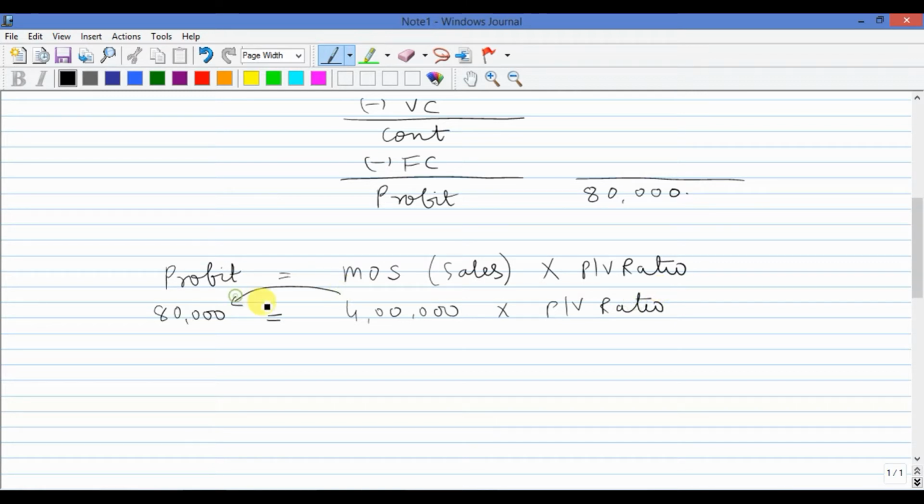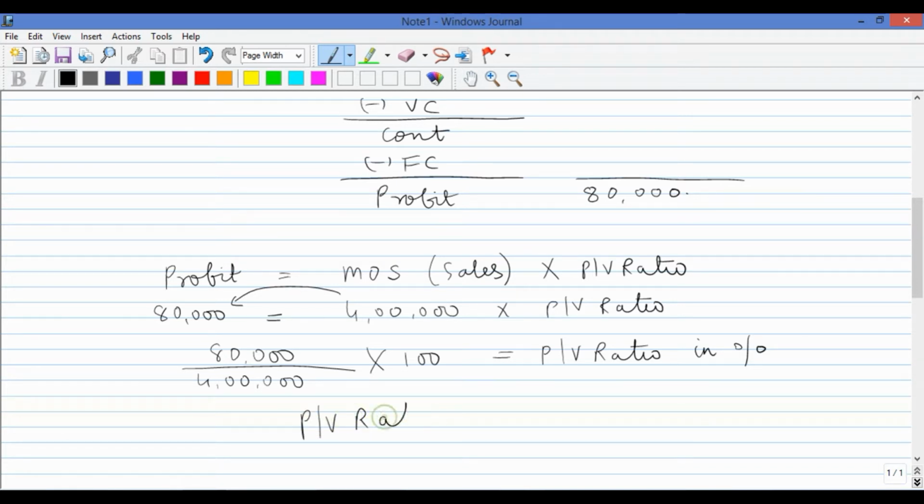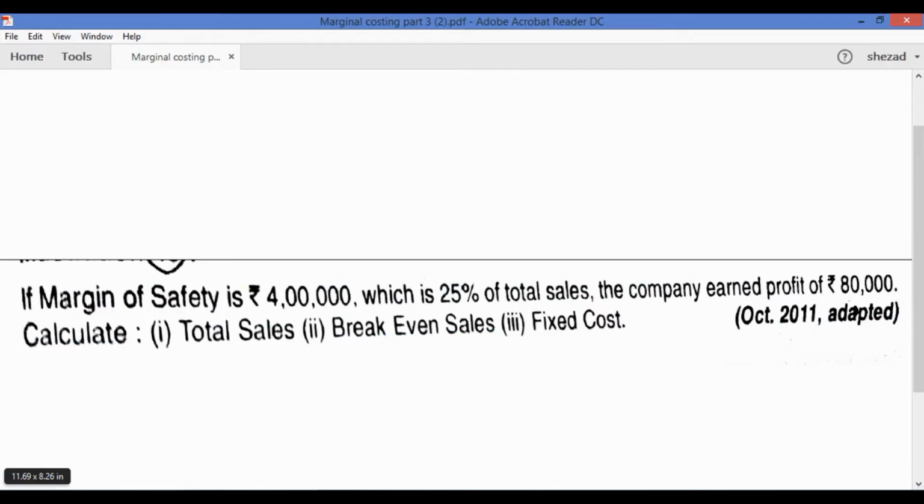Now this I am going to transfer here. So 80,000 I will divide by 4 lakhs and then when I multiply by 100 I am going to get the PV ratio in percentage. So it's 80,000 divided by 4 lakh, that is 20%. So I'm getting the PV ratio equal to 20%, friends. Calculate the total sales: yes, we have done it.